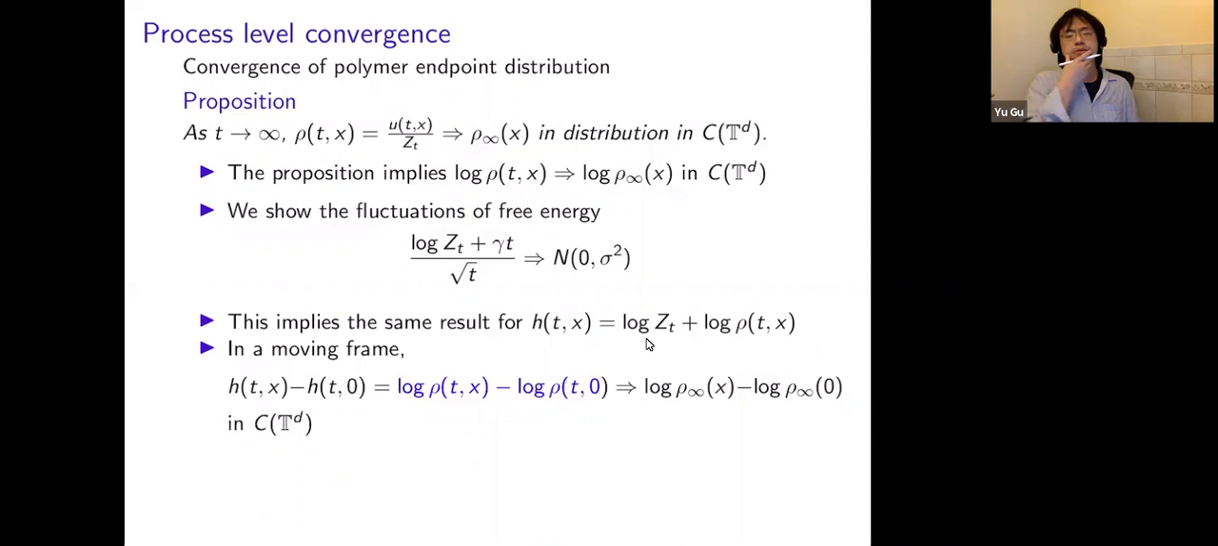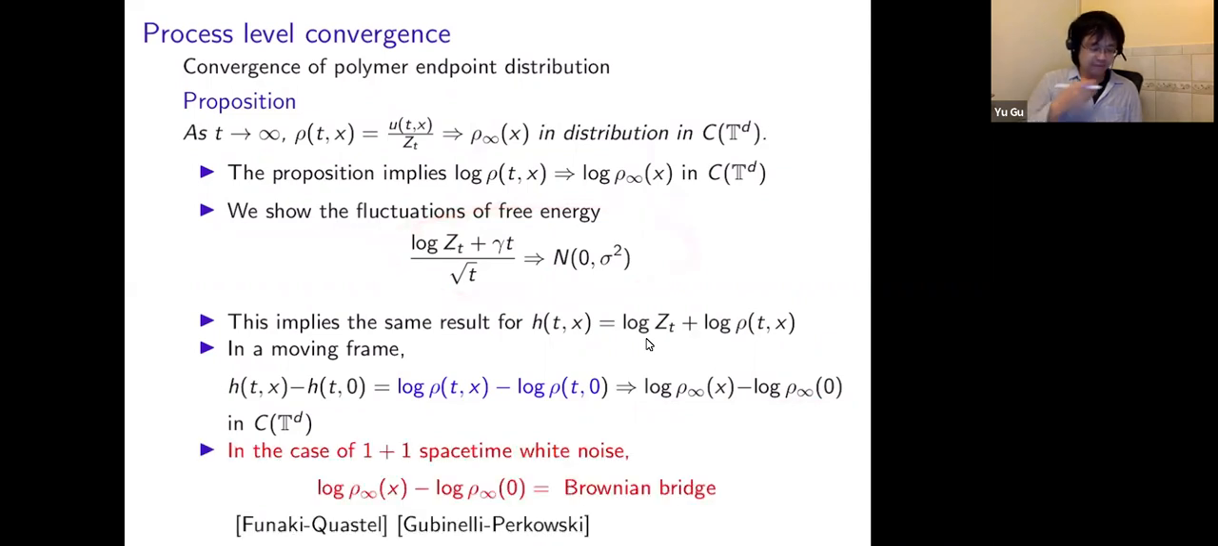So the picture is the following. If you move along the interface, then what you see is something that stabilizes. But the moving frame itself will satisfy the central limit theorem in this form. Then of course, in the case of 1+1 space-time white noise, you know that this thing here will be a Brownian bridge. So our result implies the convergence, but we're not able to identify the Brownian bridge as the limit in this case.